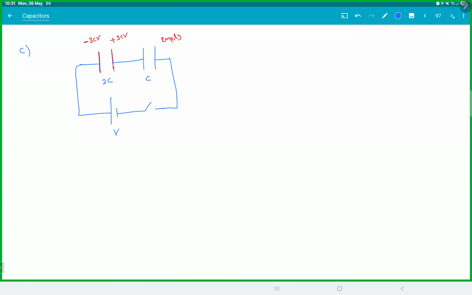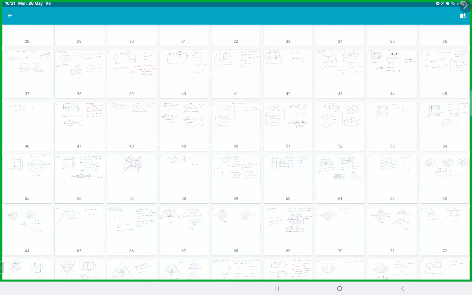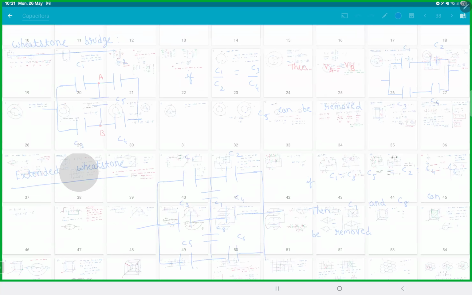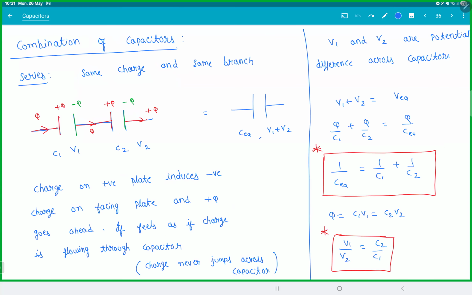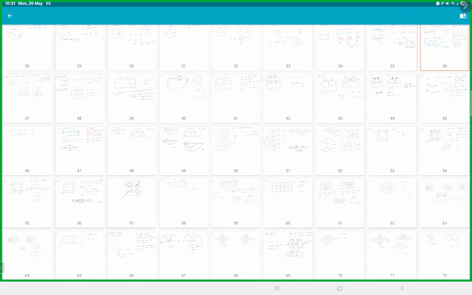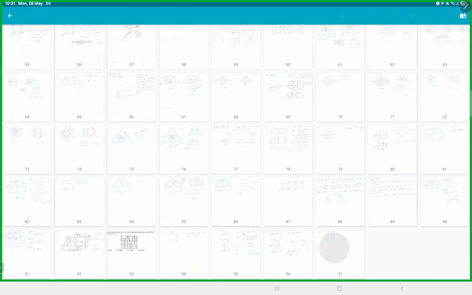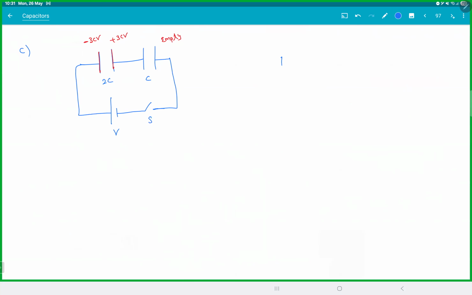So can I say these two capacitors are in series? Go back to the capacitor series ka definition. They should have same charge. Just because they're side by side doesn't mean they're in series. Are you getting it? Be careful with that. Just because you're side by side doesn't mean you're in series. They are not in series. Find the charges and the heat produced when switch is closed.